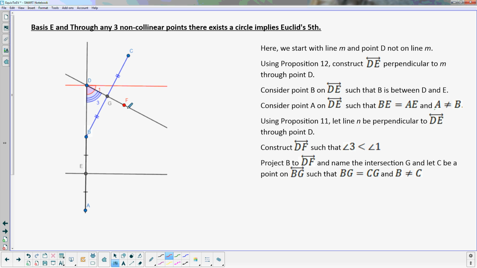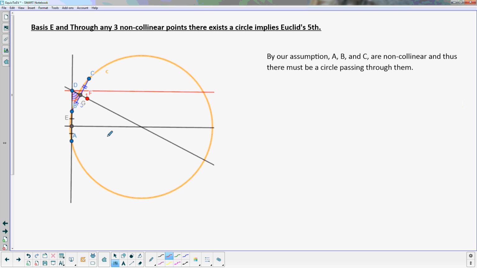Then I'm going to use that to, again, reflect point B across this line DF, making sure that my new point C that I'm constructing here is on line BG, and BG is congruent to CG. Again, this is similar to how we constructed point A from point B, but similarly, I don't want B and C to be the same point, so it has to be on the other side of the line. That gives me three points that are non-collinear.